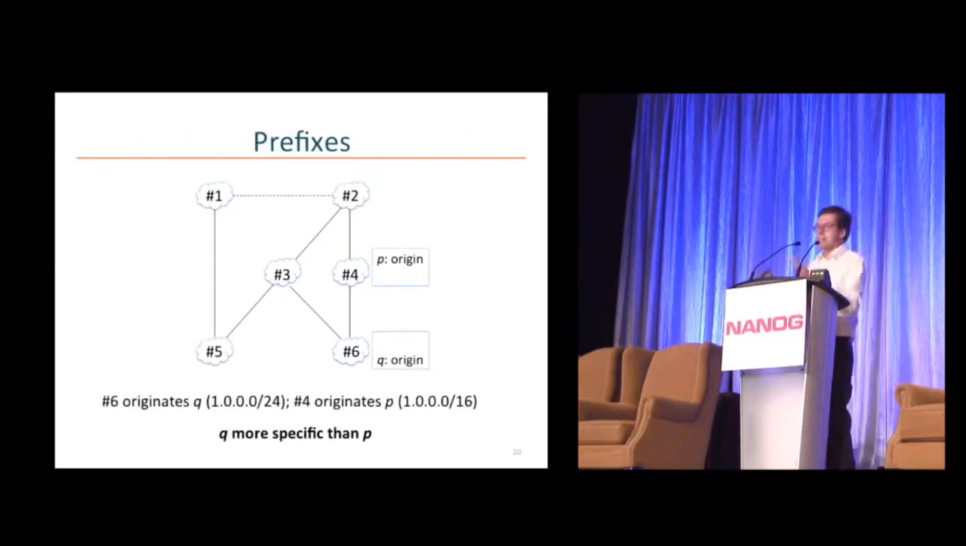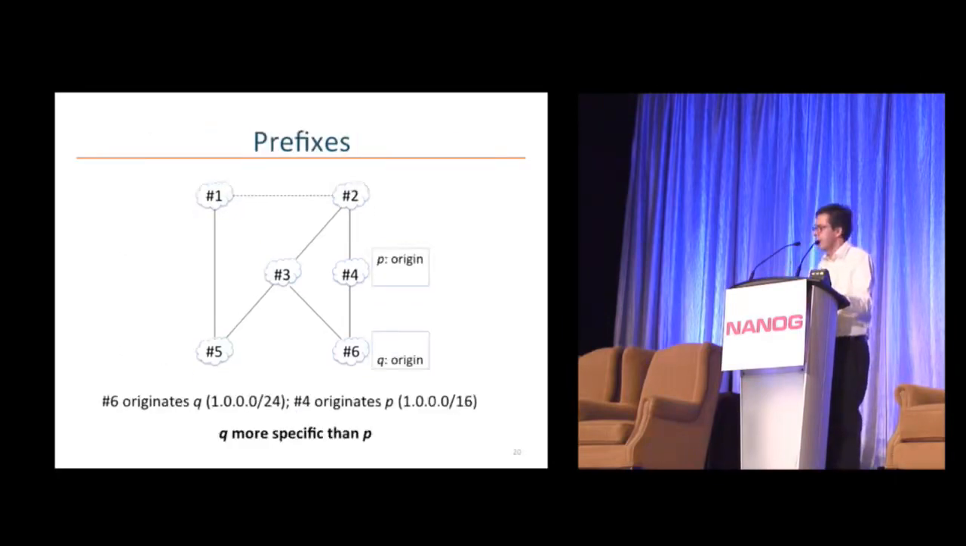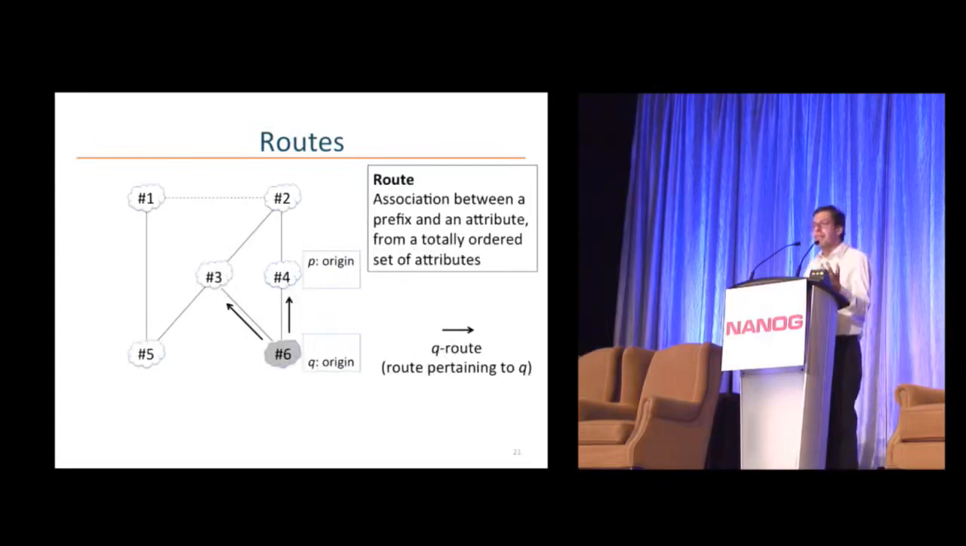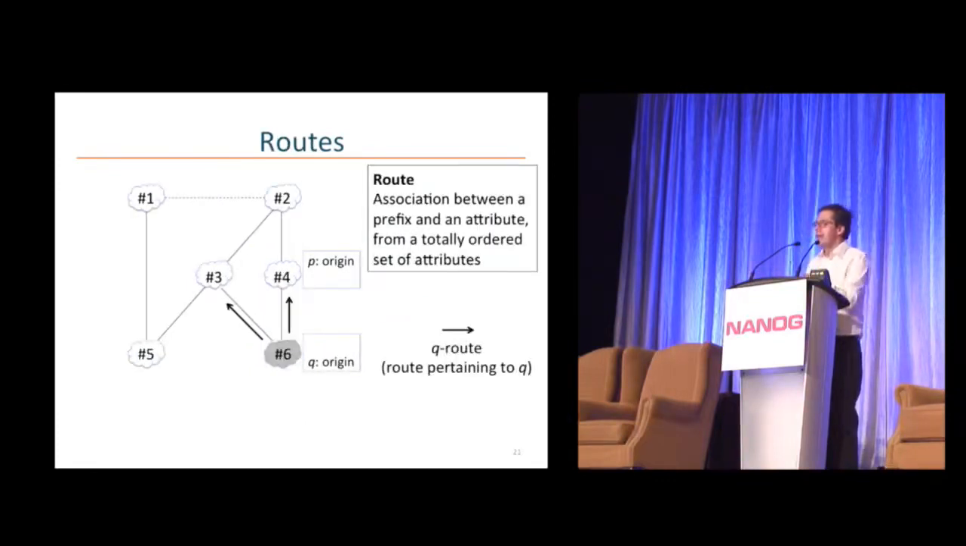AS4 was allocated some amount of address space, which is summarized in prefix P. AS6 bought address space from AS4, and that delegated address space is summarized by prefix Q, which is more specific than prefix P. Prefix Q and P are propagated network-wide with BGP routes. A route associates a prefix to an attribute.